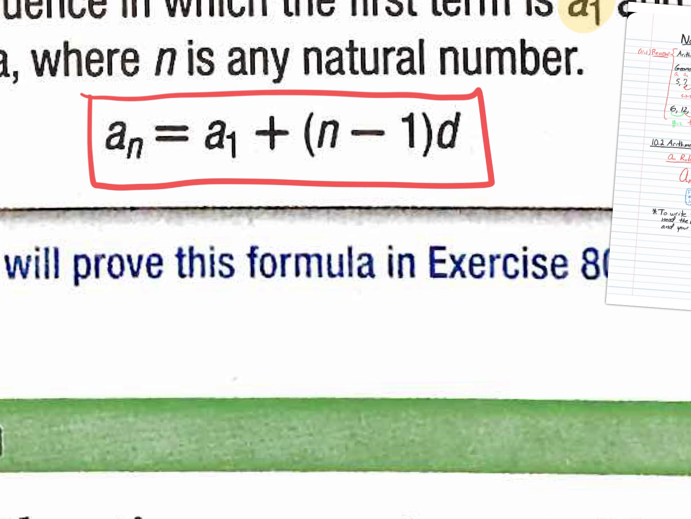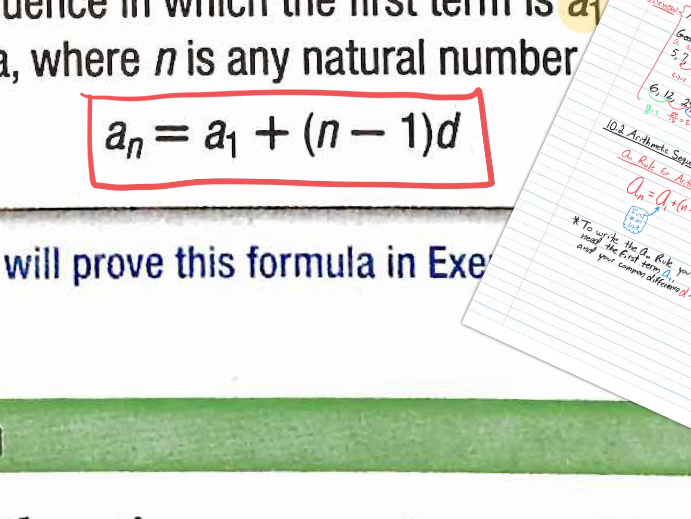A sub nth rule. A sub n equals a sub 1 plus parenthesis n minus 1, close parenthesis, times common difference d, okay? And this does make sense because in an arithmetic sequence, you have a number, then you add your common difference to it. So on any sequence, you start with your first term, a sub 1, and then you're going to add your common difference. But the common difference is set up like this in the formula: parenthesis n minus 1, parenthesis times the common difference d, okay?